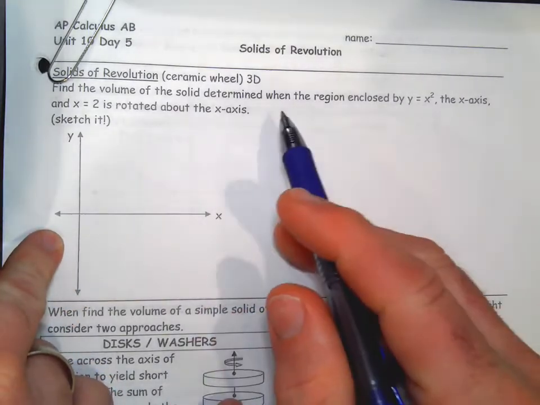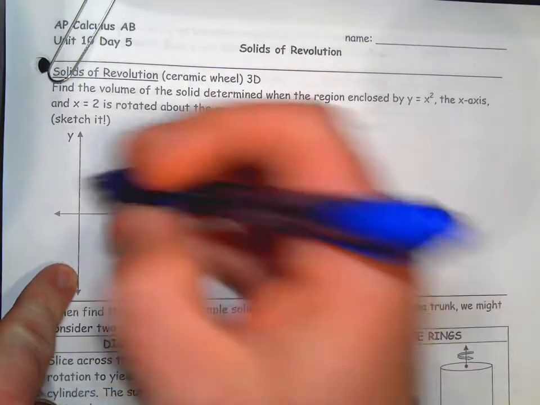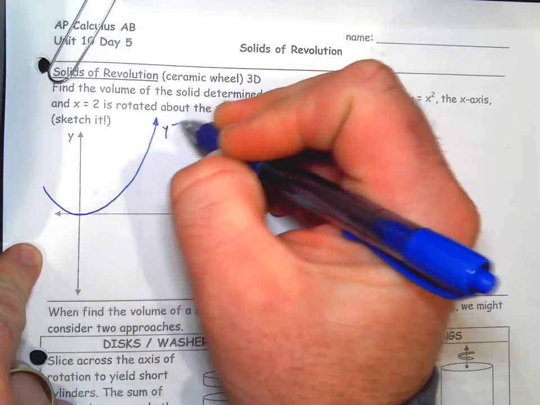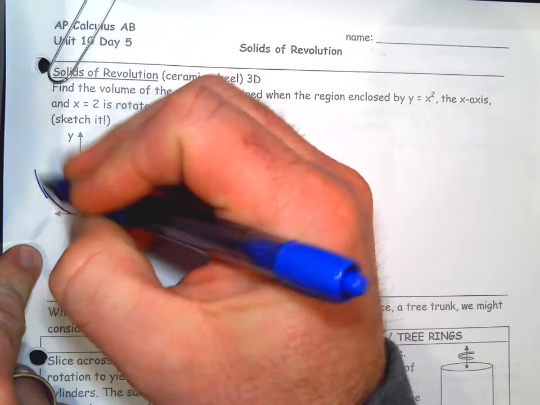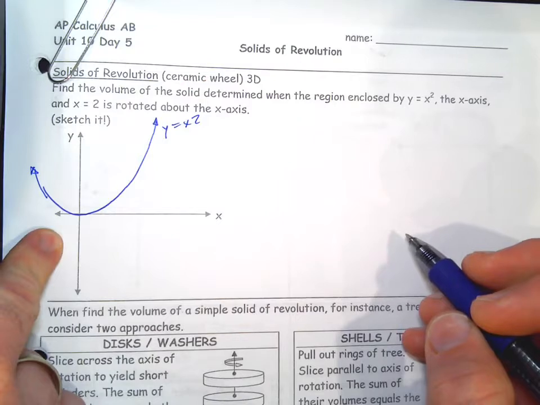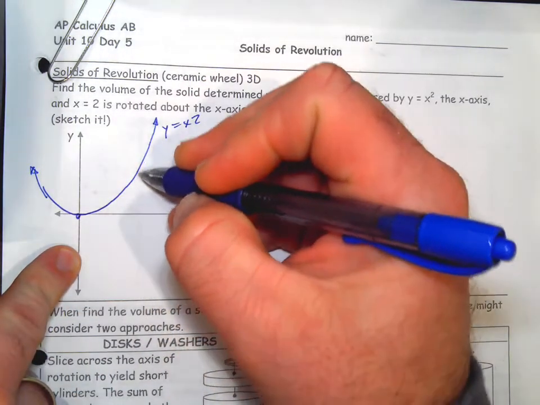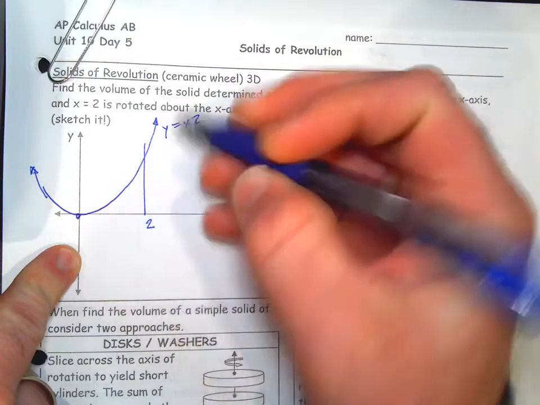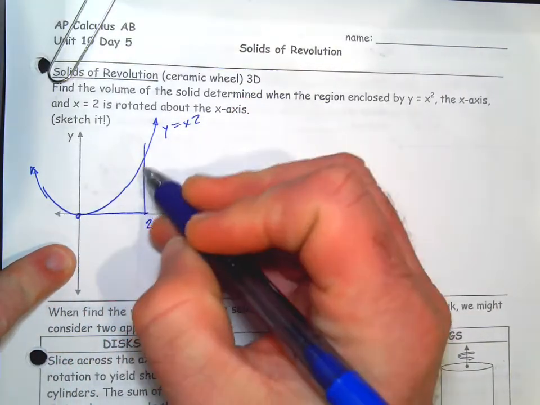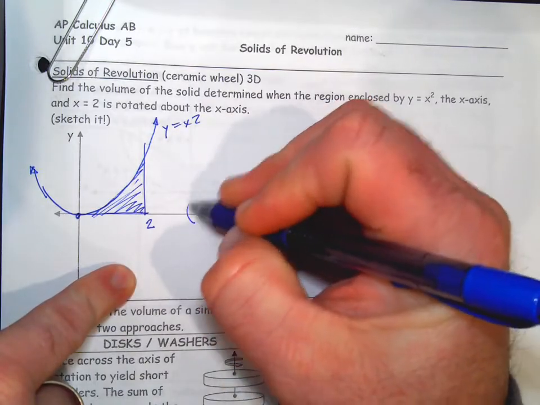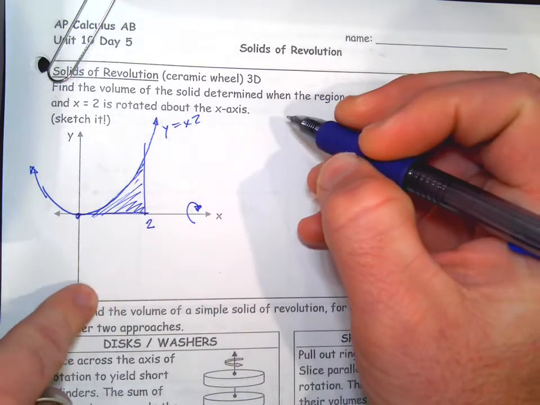Find the volume of the solid determined when the region y equals x squared, so that's a parabola, the x-axis, and x equals 2. So this is like 2. This region is rotated about the x-axis.